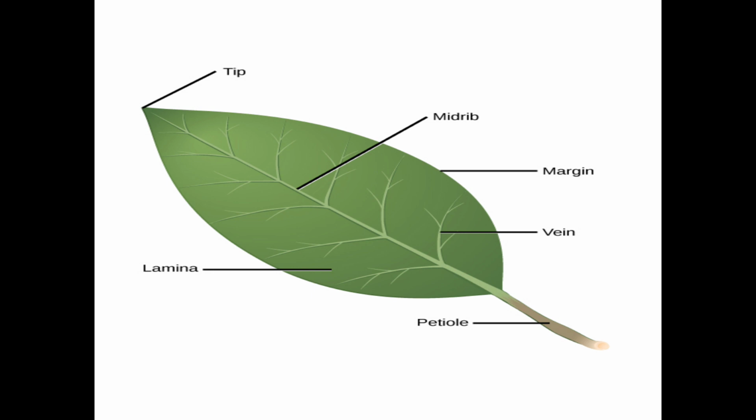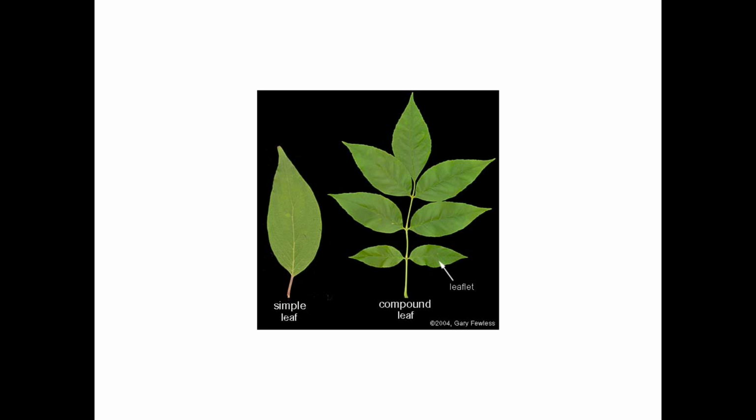Leaves are mainly of two types, simple leaf and compound leaf. Here you can see these two types. First one is simple leaf. A simple leaf is one in which the lamina is not divided. For example, mango leaf. Here the lamina does not divide. Examples: mango and grape. Next is compound leaf.